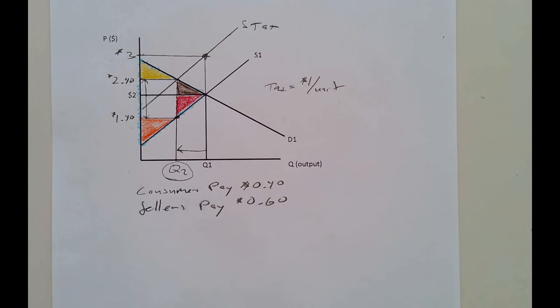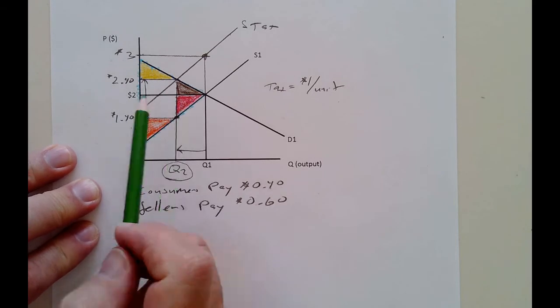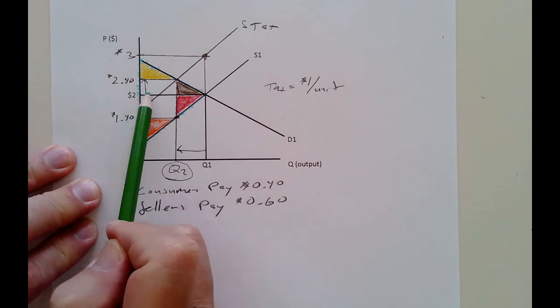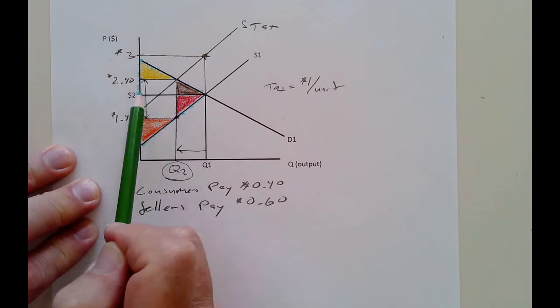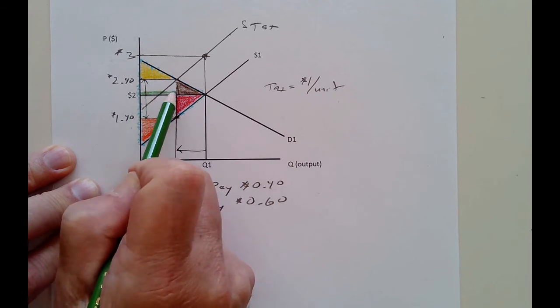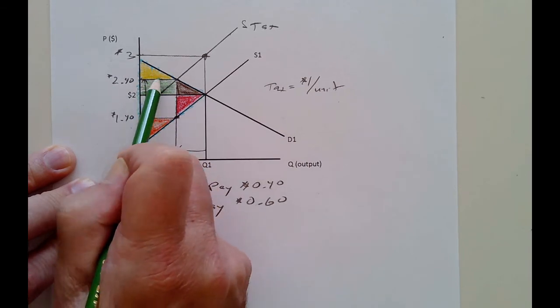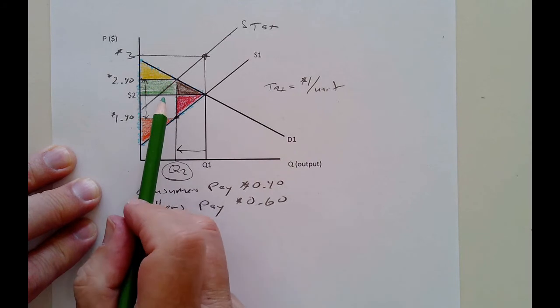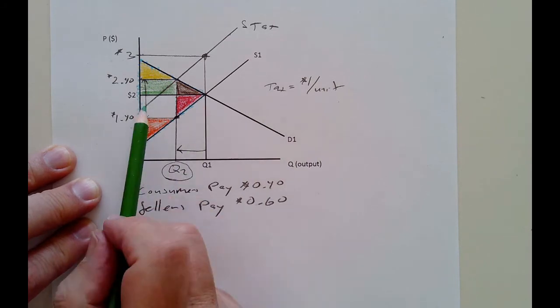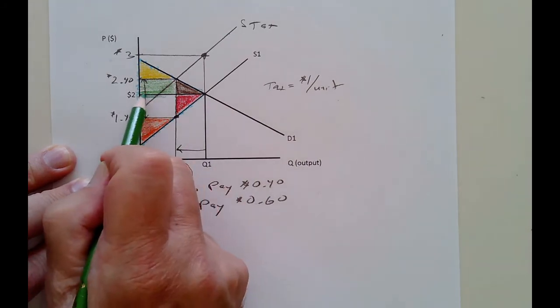In this part in the middle, let's see, I'll use green, I guess. This part of the middle now goes to the government. This part up here, the 40 cents between 2 and 2.40, used to be the consumer surplus, but now this is gone because that's the money we pay to the government as consumers. And then the bottom part used to go to the sellers, but now they only get 1.40. They have to pay 60 cents, right? So this is what they hand over to the government.